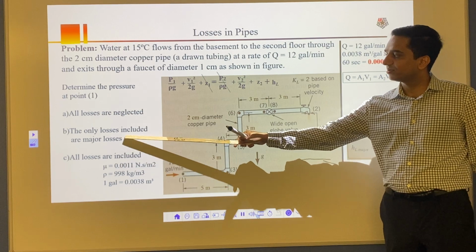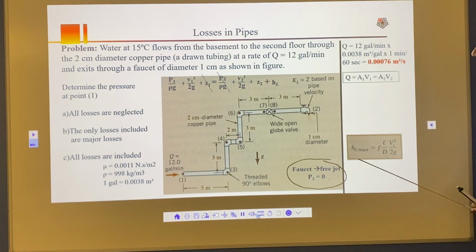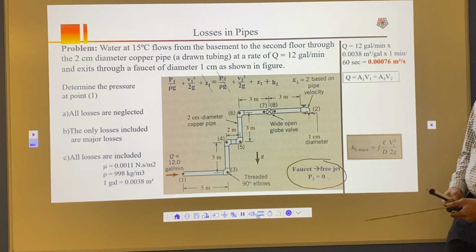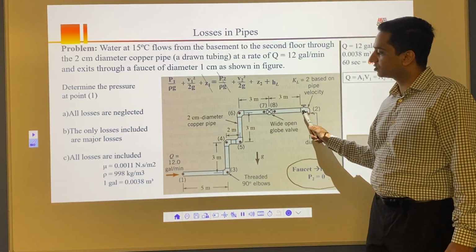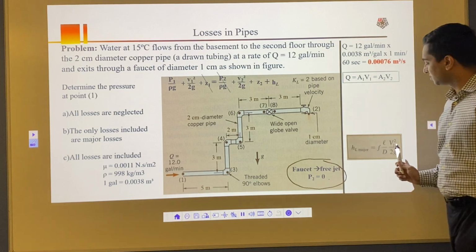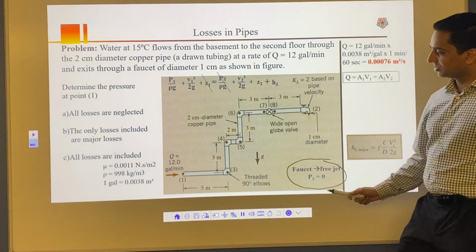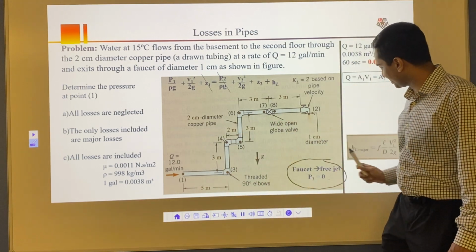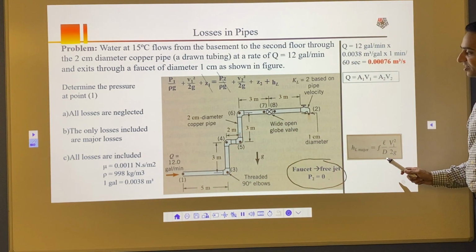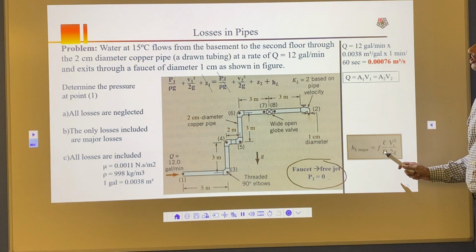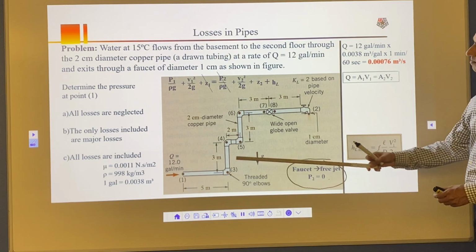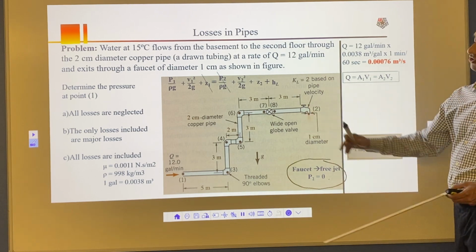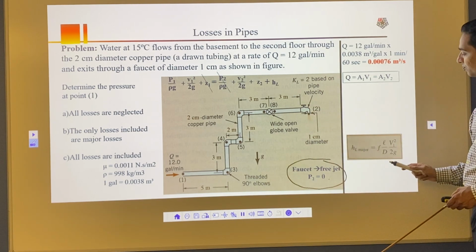Now you have to consider major loss. Major loss, HL major, is due to friction. You need to know the friction factor. It is f times length over d times v square by 2g, and that's v1 square, because up to this point the velocity is v1. Length here is 5 plus 3 plus 2 plus 3 plus 3 plus 3. All that length you are going to add. And diameter is 0.02 meters. The pipe diameter is 2 centimeters, that's 0.02 meters. You are going to put that.